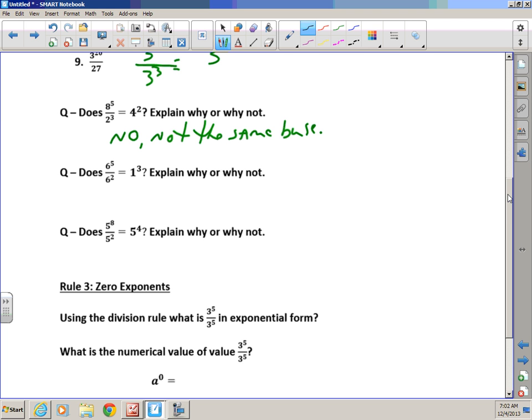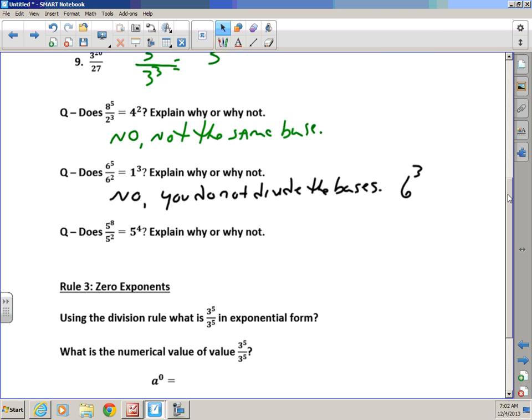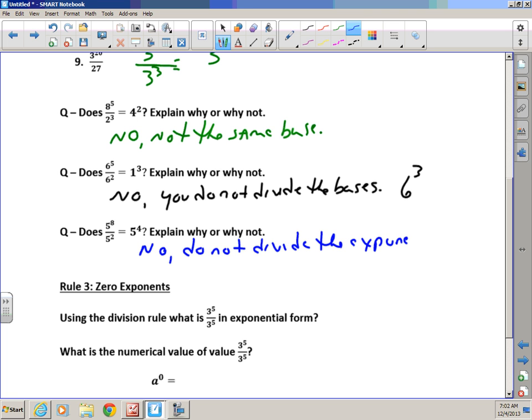Okay. Next one. No. Do not divide the bases. The answer should have been 6 to the third power. And another one is no, do not divide the exponents. The answer to this should have been 5 to the 6th power.